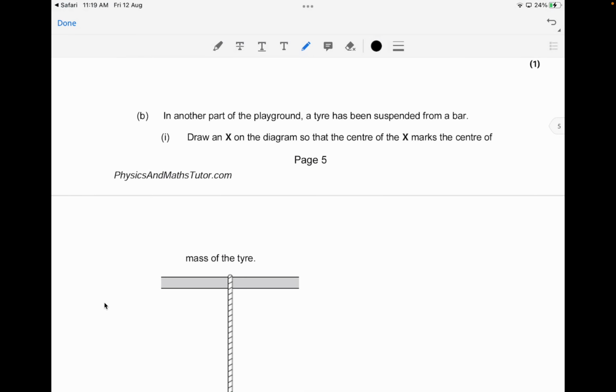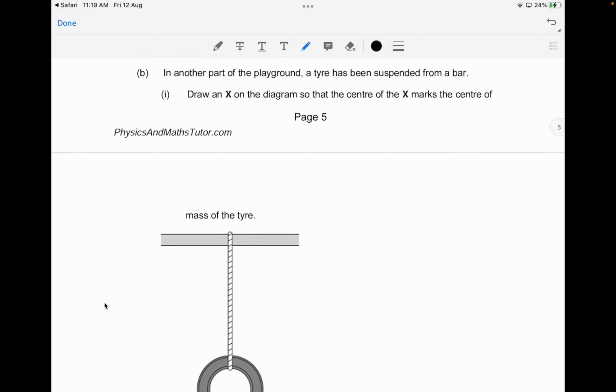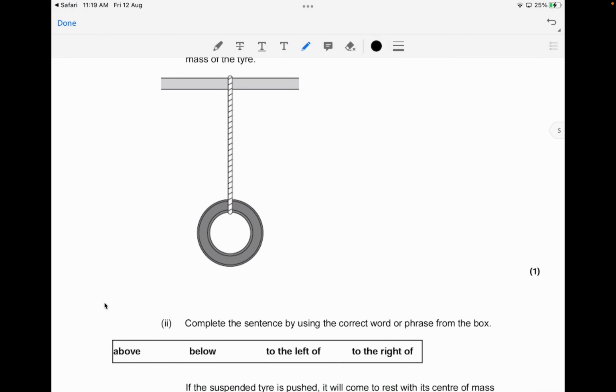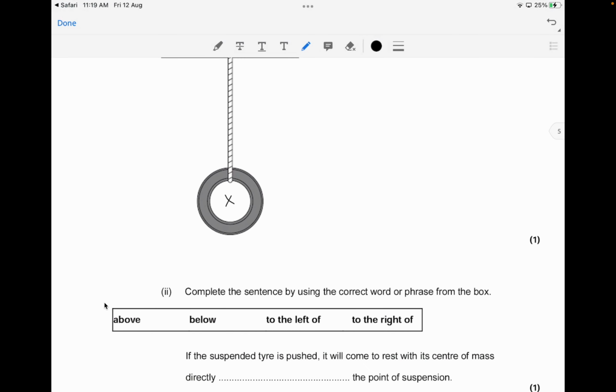Now, in another part of a playground, the tire has been suspended from the bar. You have to draw an X on the diagram to show the center of mass of the tire. So it should be somewhere roughly about this. You can judge by the eye in order to solve this type of question.